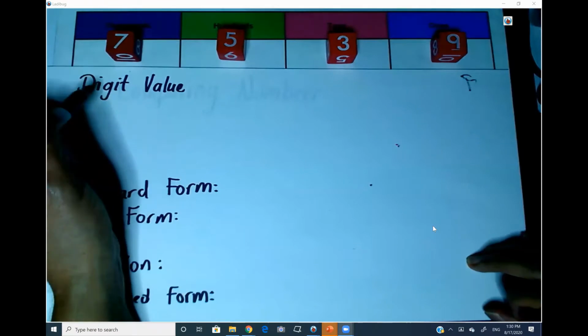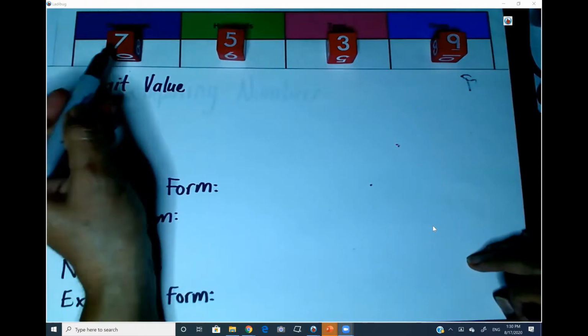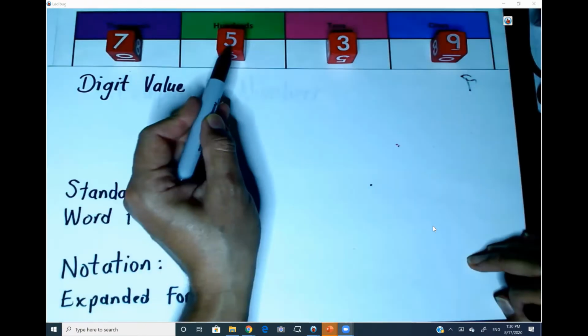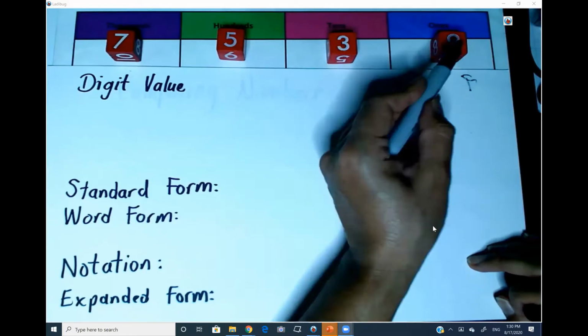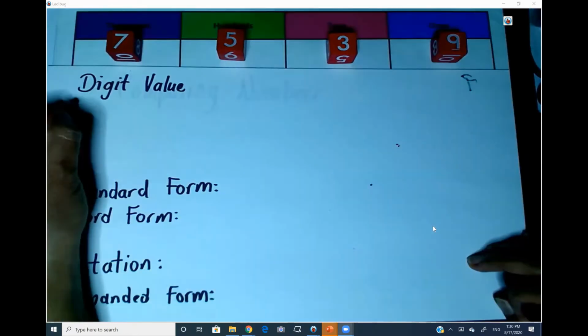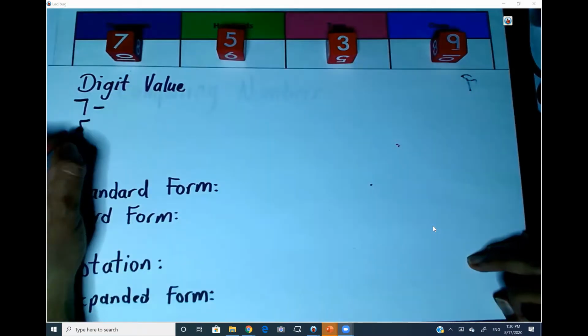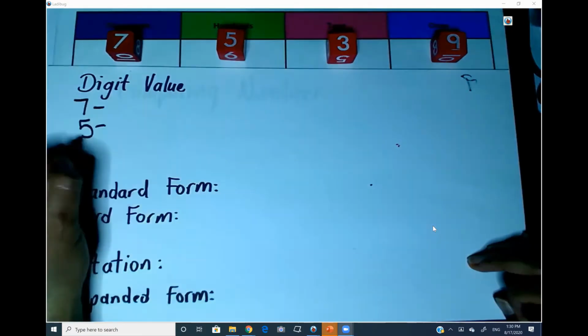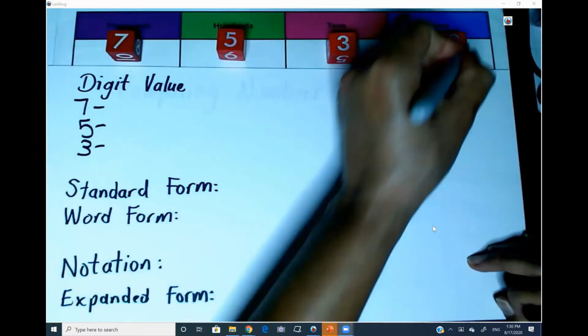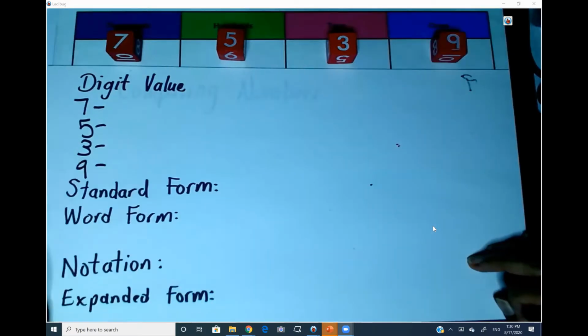So let's start with the digit value. This number is made out of 4 digits, digit 7, digit 5, digit 3, and digit 9. So I'm going to write the digits here, digit 7, digit 5, digit 3, and digit 9. Now those digits are making a number, but each digit, depending on the place I put it, is going to have a different number, a different value, I mean.